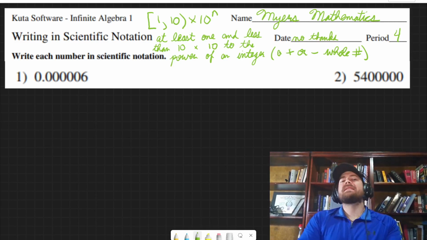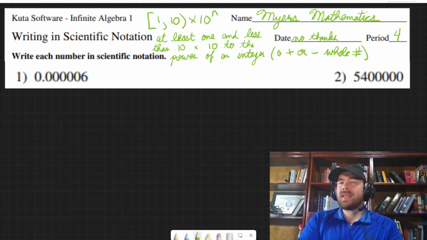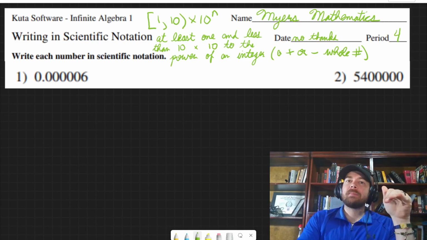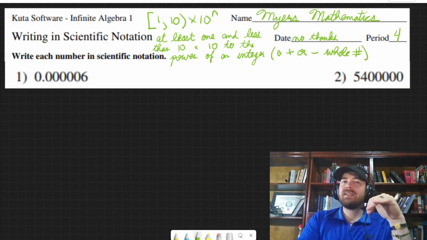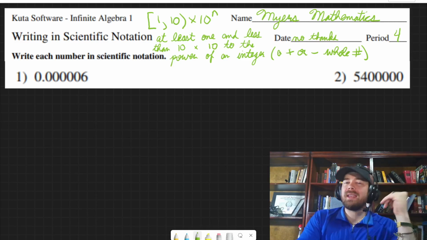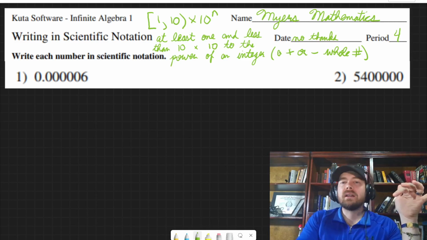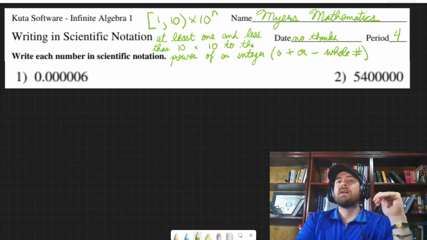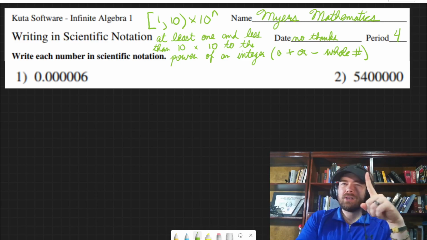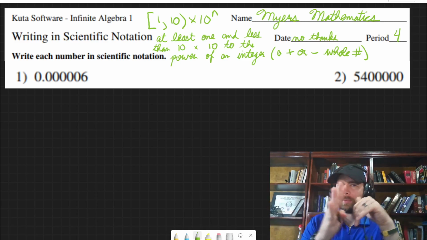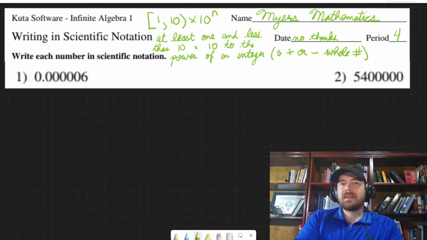We're going to write some numbers in scientific notation, which is a number that is at least 1 and less than 10. So it can be 1, but it can't be 10. It can be anything less than 10, even if it's like 9.99999. That could be that number, but not 10. It has to be like a 1-digit number, basically, but you can put decimals on it. And that's more or less that number.